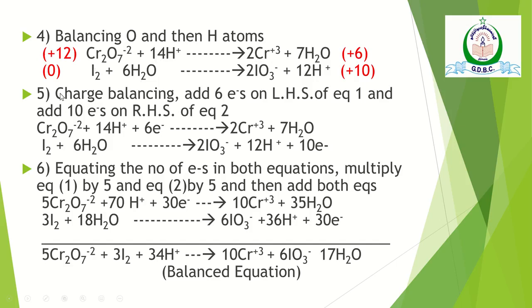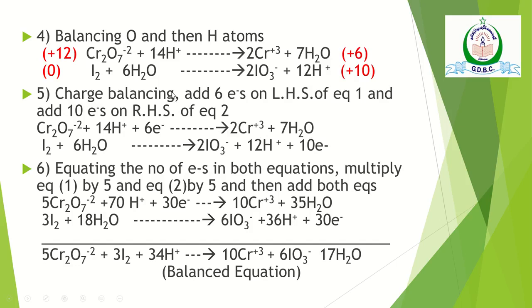Now coming to step number 5, which is charge balancing. And this step is done by adding some suitable number of electrons on either side of the equation so that the overall charge of the reactant hand side must be equal to the overall charge of the product hand side in any equation.